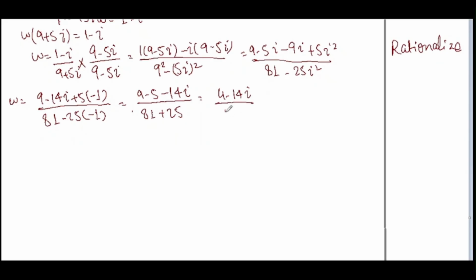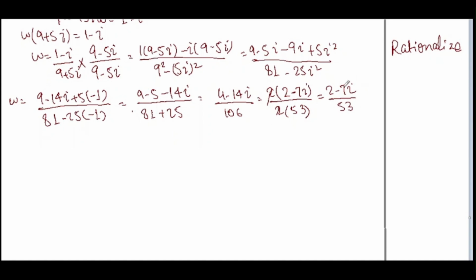and we get 106. Here we can take 2 as common, so 2 into 2 minus 7 iota whole divided by 2 into 53. So we get 2 minus 7 iota whole divided by 53. This is your answer for w.